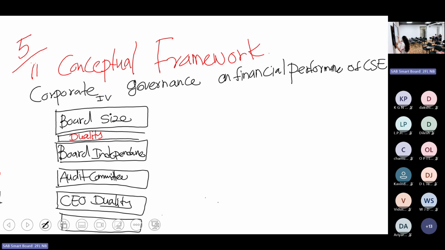Where should the dependent variable always be mentioned? On the right-hand side. What is the dependent variable? Financial performance.